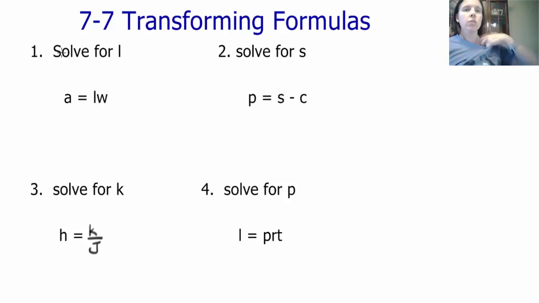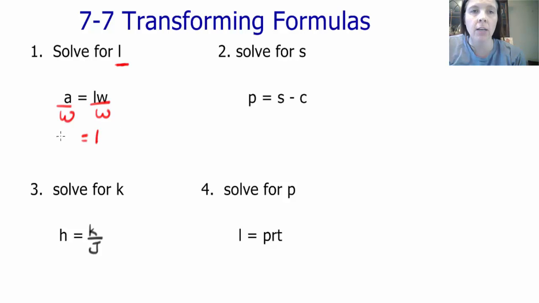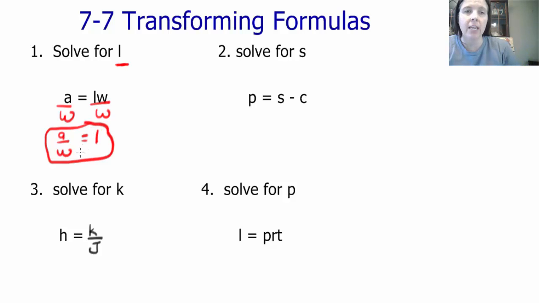So for this first one, we're going to solve for L. It'll always tell you in the directions what to solve for. So that means we want L all by itself. Now, if these were just numbers, 10 equaled L times 5, you would just divide by 5. That's all you're doing here. You're going to divide by W because we want to isolate the variable we're looking for. Okay, L equals A over W, and you're done. That's it. You're just solving for particular variables.